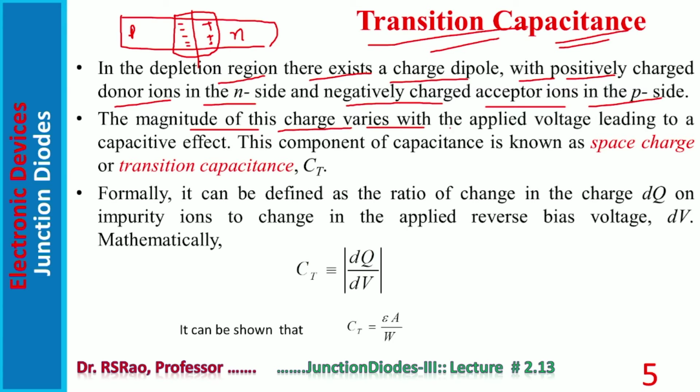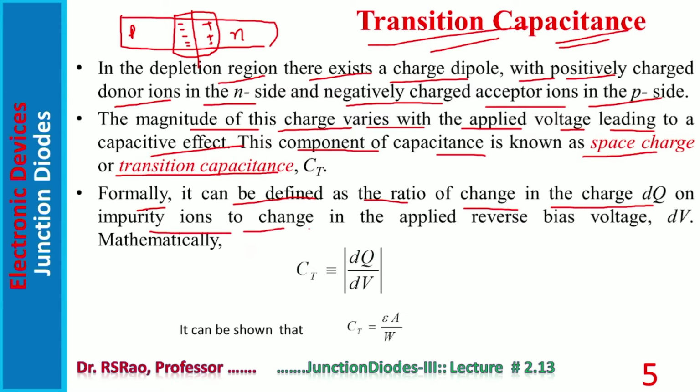The magnitude of this charge varies with applied voltage, leading to a capacitive effect. This component of capacitance is known as space charge or transition capacitance. It is called transition capacitance for the reason that it is there in the transition region. It is also called space charge capacitance, another name for transition capacitance. Formally, it can be defined as the ratio of change in the charge dq on impurity ions to change in the applied reverse bias voltage dV. Mathematically, Ct equals dq by dV.